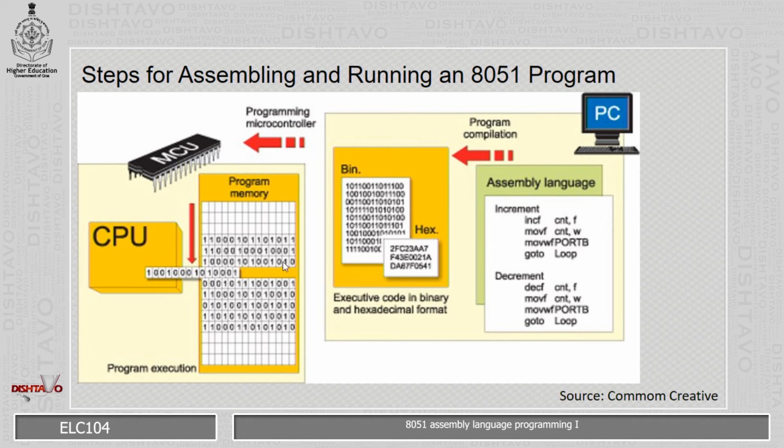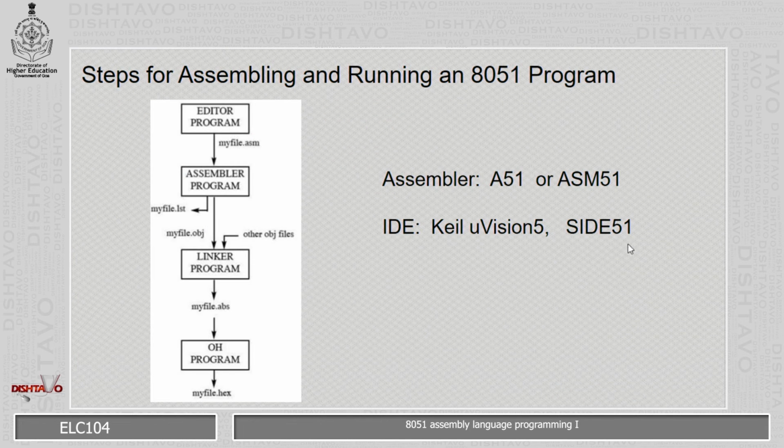So this is what happens. Right from writing a program using some sort of editor, then we'll use an assembler, and after assembling we'll be getting a binary file. The binary file has to be then written onto the microcontroller program memory. That is done by using software called Flash Magic or any equivalent. So these are the steps for assembling and running a program.